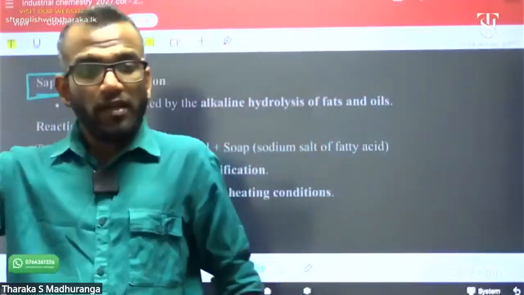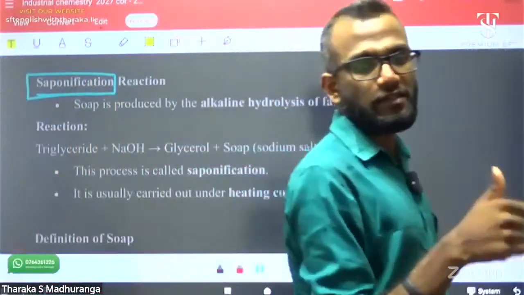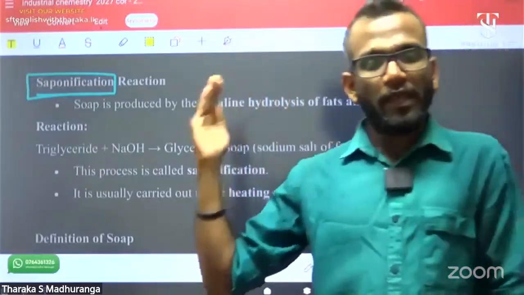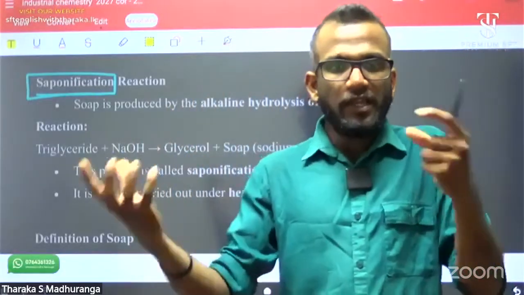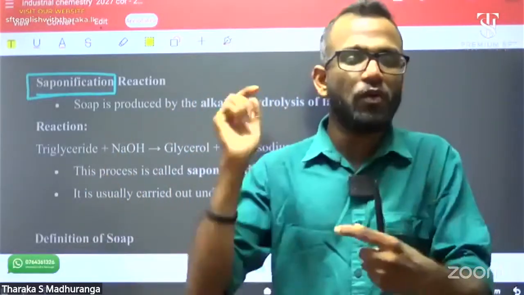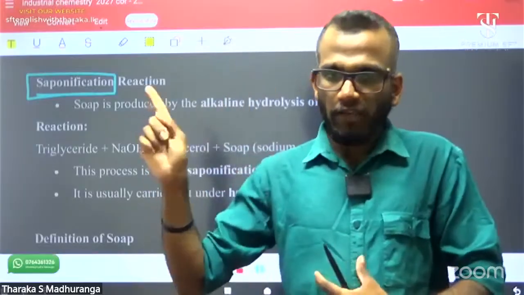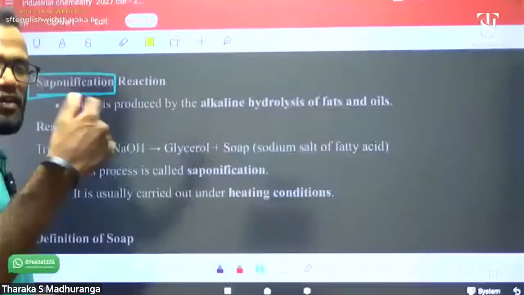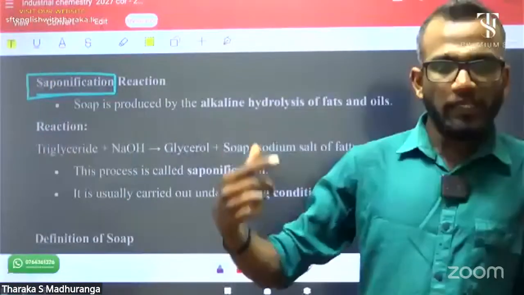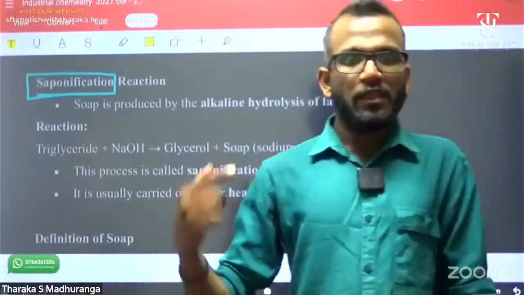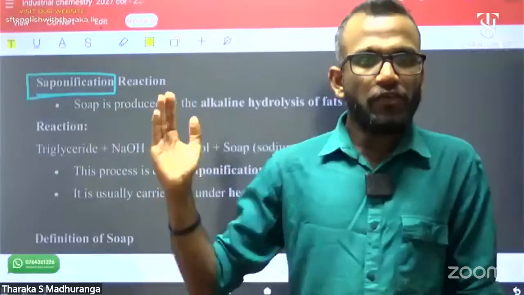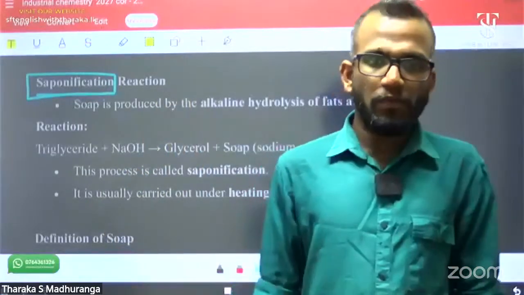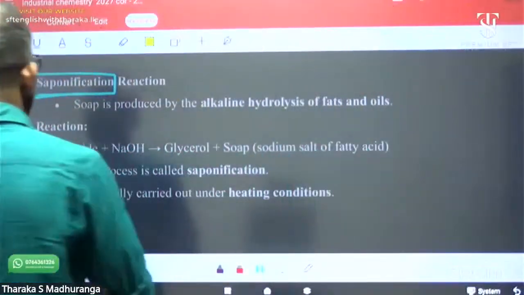What's point 1? In soap production, the main raw materials are caustic soda and triglyceride. The reaction process of triglyceride and caustic soda we call by a special name. It is saponification. Okay, great. This is the second point.